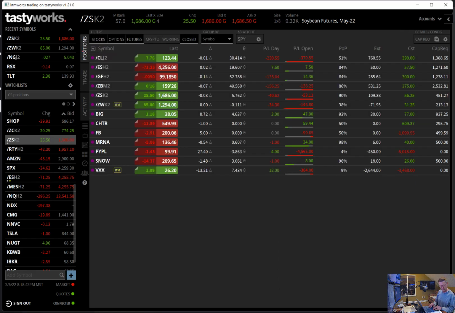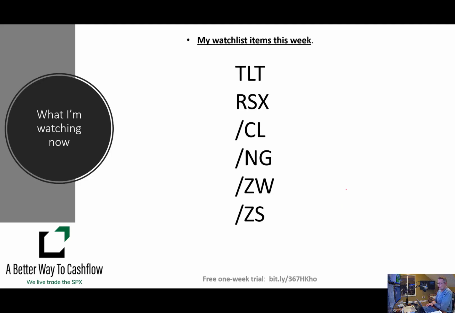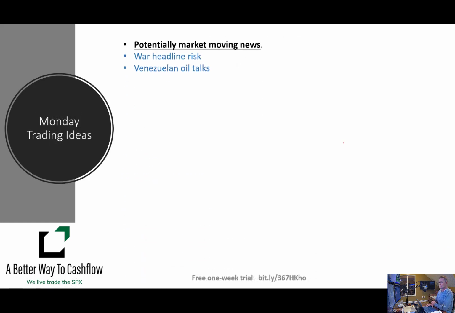So it's inside of my window there as well. So those are some of the trades that I've got on my watch list for this week. Some of my trading ideas for us in the trading room on Monday, folks. What we're looking at, well, potentially market-moving headline news throughout the week, it's going to be the war. That's going to be our headline risk throughout the week.